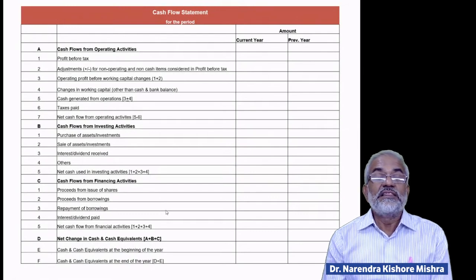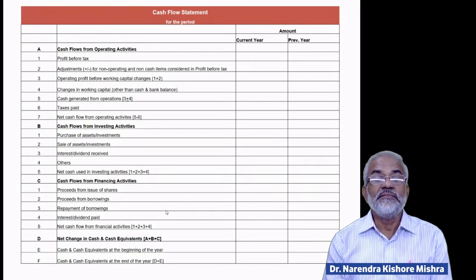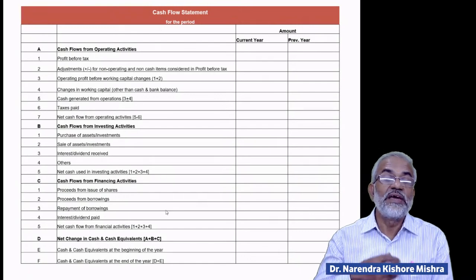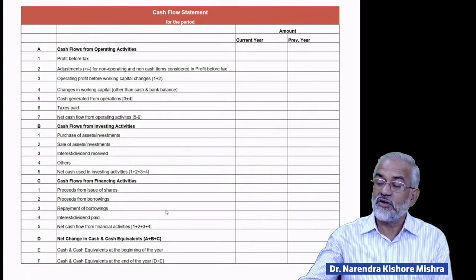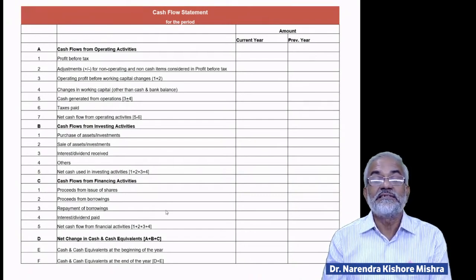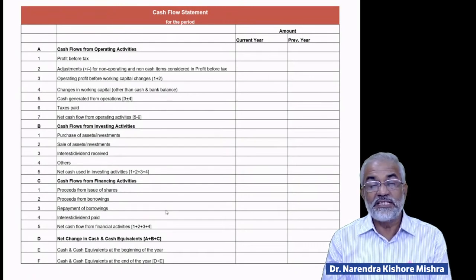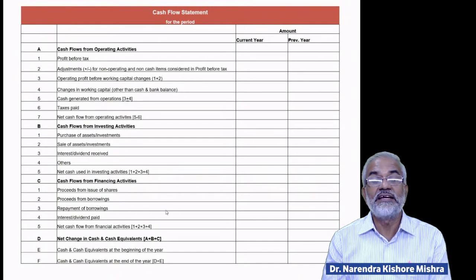Then all the inflows and outflows from all the three sources are to be summed up, and that will be the cash and cash equivalent from all the activities of the organization. That has to be added with the opening balance of the cash at the beginning of the year. If it is a positive flow of cash from all the three sources, that has to be added with the opening balance, and that will give rise to the closing cash and cash equivalent at the end of the year.